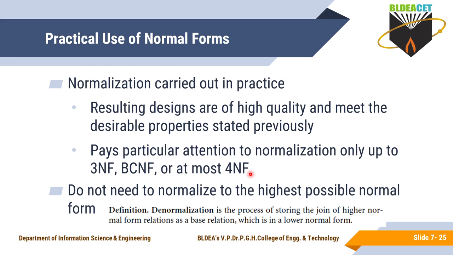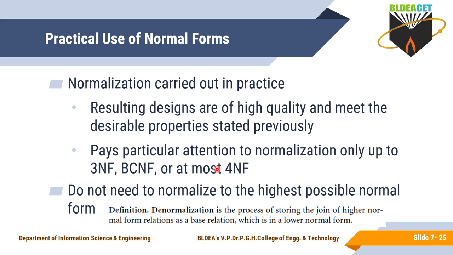As I told earlier, in the normal forms you will learn about the different normal forms: first normal form, second normal form, third normal form, Boyce-Codd normal form, fourth normal form, and fifth normal form. If you want to design any database, maximum attention you have to give where you want a high quality design result. If you want a high quality design result, then you have to carry out the normalization process up to third normal form or BCNF.